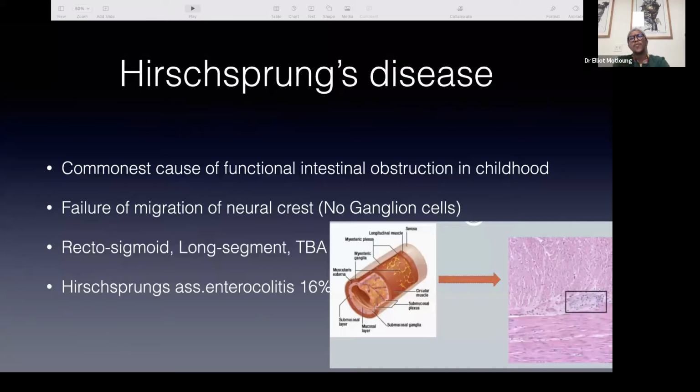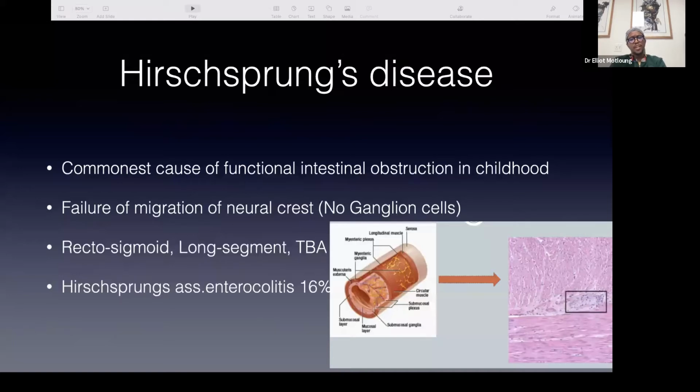And that is because of failure of migration of the neural crest, which results in there being no ganglion cells at your plexus. Most of it, 70 to 80%, is rectosigmoid disease. That is why a rectal biopsy can show you. We do get long segment Hirschsprung disease and total bowel ganglionosis, which is a terrible disease, of course, to have, because it's not really compatible to surgery.